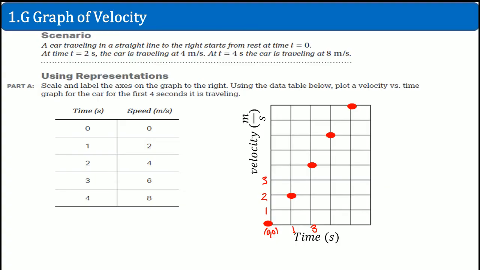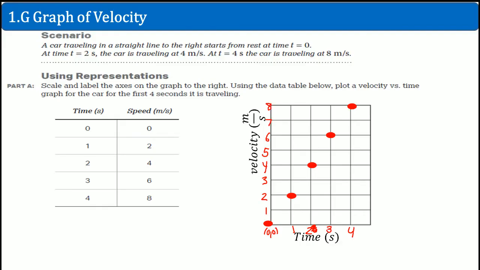4. Oh, that's not good. 1, 2, 3, 4, 5, 6, 7, 8. That's right. So the next one is at 2, 4. Yep. 3, 6. And 4, 8. Yes, that's right. I thought my scale was off.